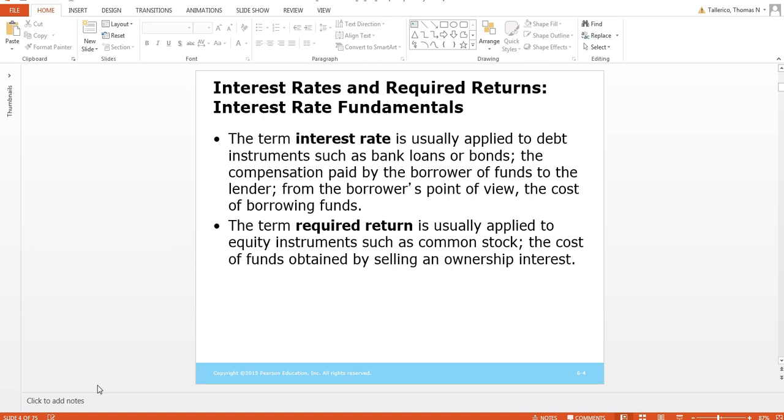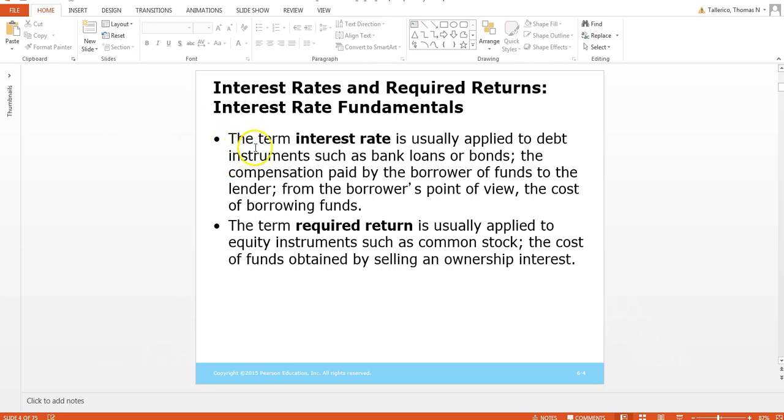A student said that the chapter 6 bond slides, the audio and video I made, did not match the slides in the chapter. So I'll make another one right here. Alright, we're going to talk about bonds.